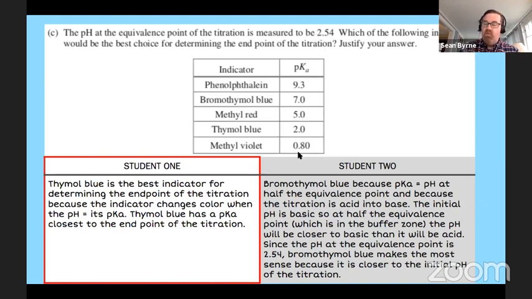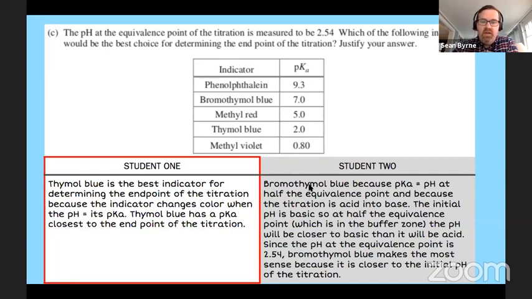Of course, they're not exact. We're going to look at a graph of this whole situation in a couple of minutes, and we'll see why the fact that they're not exactly the same is probably going to be okay for this. If we had a different indicator that changed color closer to 2.54, then that would be great. But what we're looking for is a pKa that is close to the pH at the endpoint. That's when the color change would be happening, and that is what identifies a good indicator for us to use.